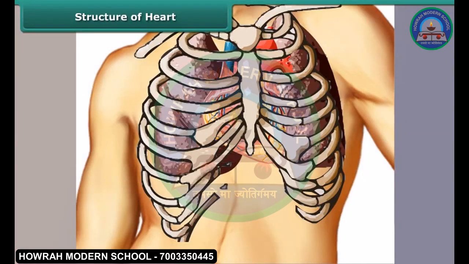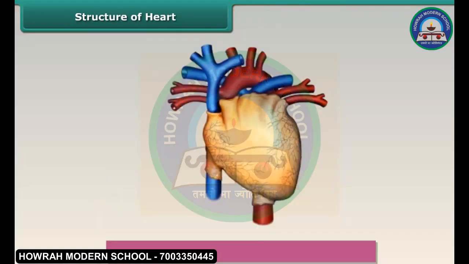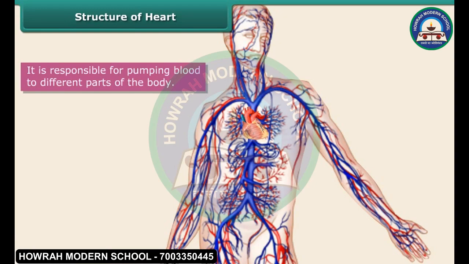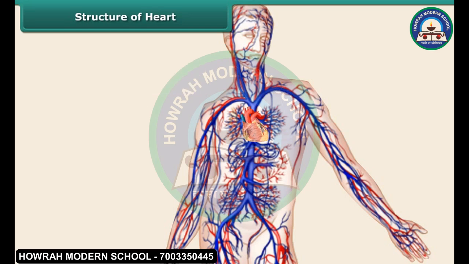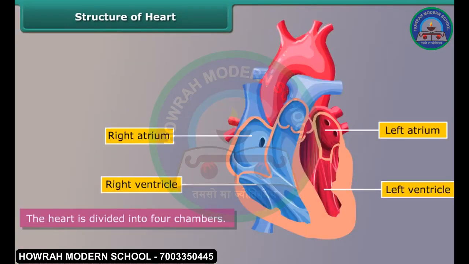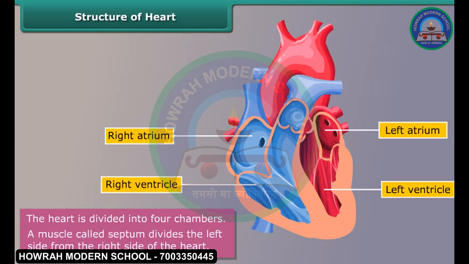Heart is a muscular organ located slightly to the left of the middle in the chest cavity. It is the size of a human fist. It is responsible for pumping blood to different parts of the body. It is enclosed in a protective sac called pericardium. The heart is divided into 4 chambers. The 2 chambers at the top are known as the left atrium and the right atrium. The 2 chambers at the bottom are known as the left ventricle and the right ventricle. The muscle called septum divides the left side from the right side of the heart.